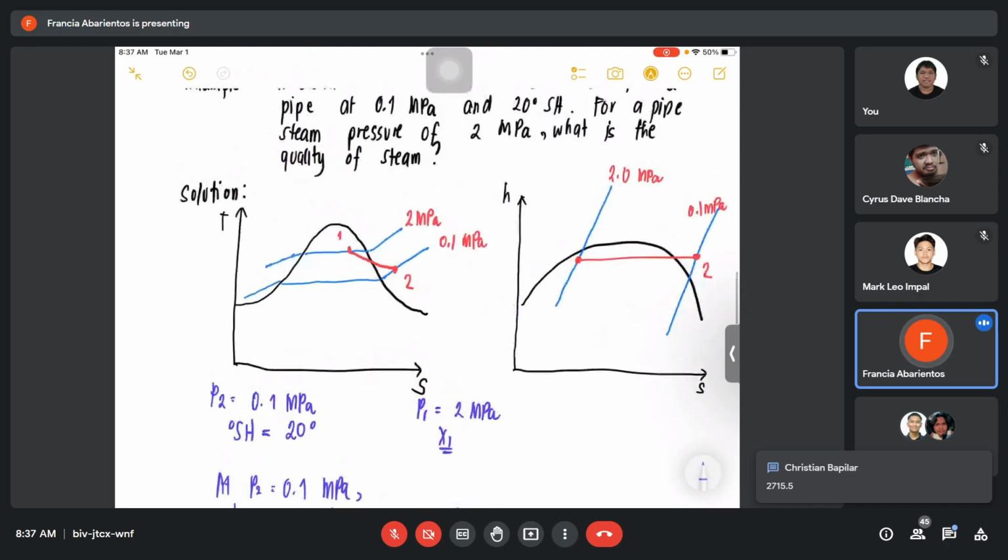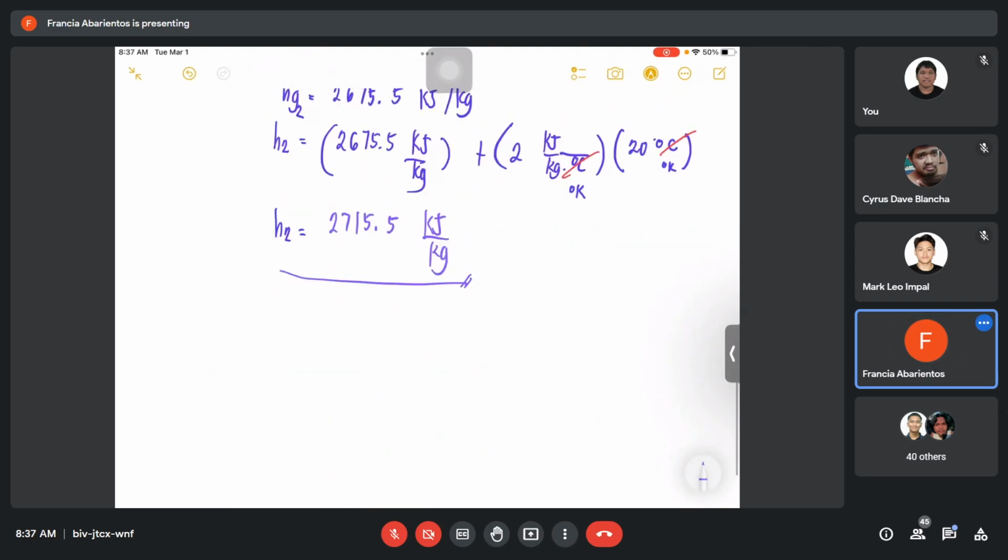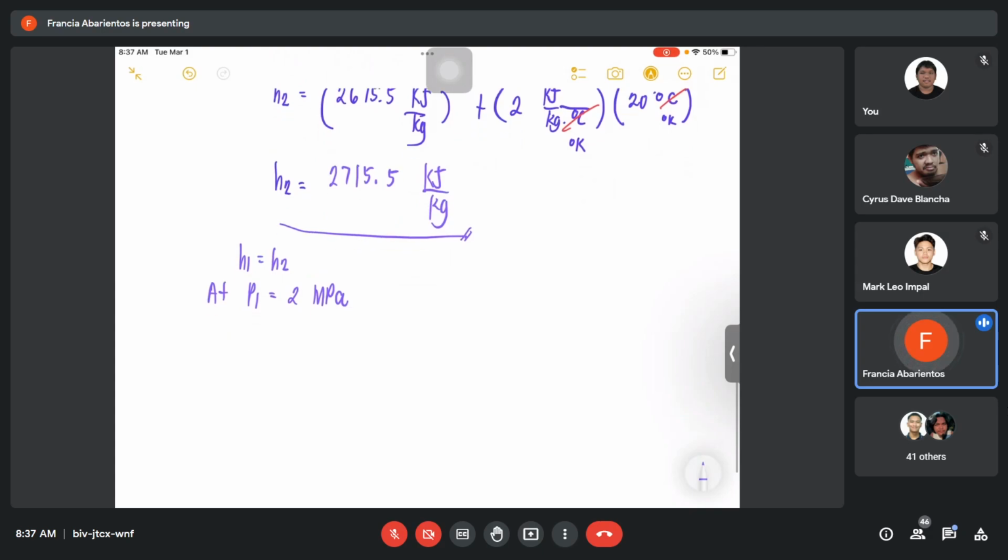Since this is a throttling process, we have the H1 is equal to H2. Considering that the pressure at point 1 is equal to the 2 megapascal, ano yung una niyong gagawin? Saan kayo pupunta? Table what? Anong table kayo pupunta? Table what, class?